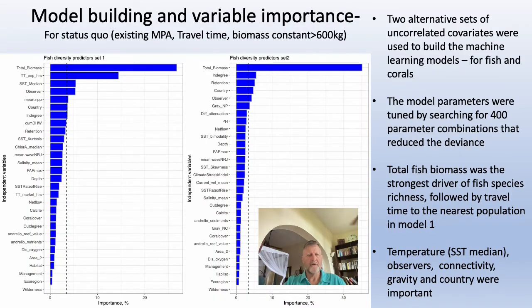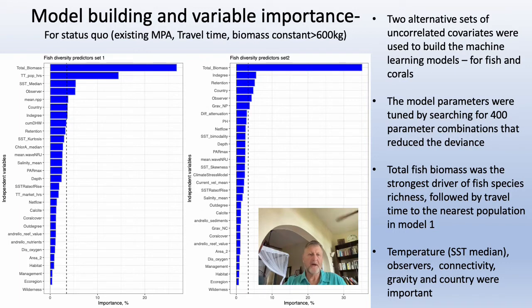First, I'm showing you the results for the fish. These are the 2 models after developing alternative models. These are the results after tuning the model parameters to reduce deviance. And you can see these are the main drivers of fish biodiversity by these 2 models.